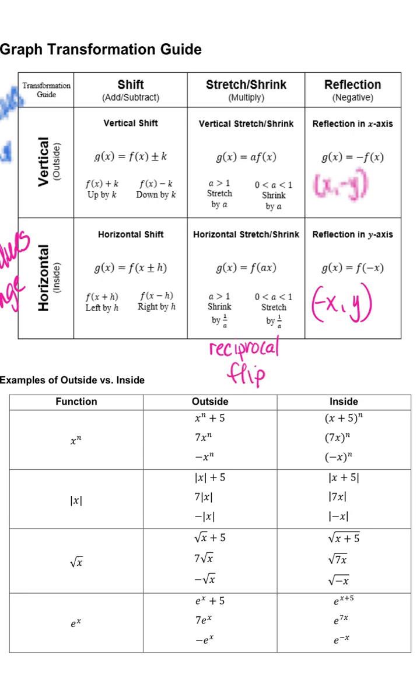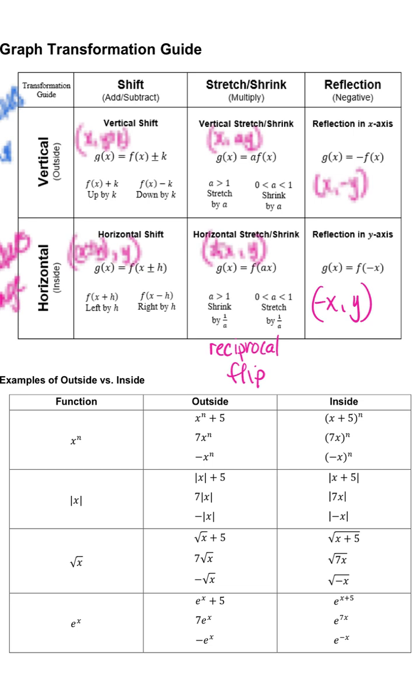Let's see. So this rule is going to be (x, y plus or minus k). This one is going to be (x plus or minus h, y). And then your stretch or your shrink is x stays the same and you multiply your y times a. And this one is going to be (1 over a times x, y). So those are the set rules for how the points change and how it graphs different.